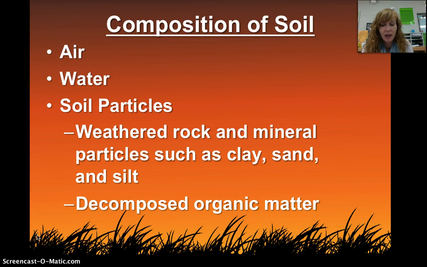And then it has decomposed organic matter. Here's that organic word again. I said that we're going to hear about this all year. So organic, remember, means something that is alive or was once alive. So decomposed means probably not alive anymore because it's decomposing. That means it's breaking down and kind of rotting, what you would say of as rotting.